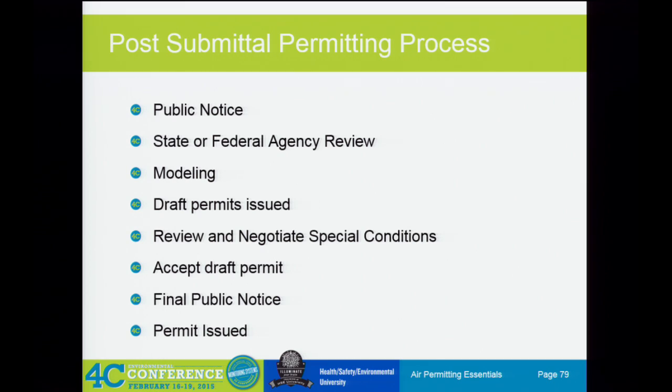Draft permits will then be issued once the state reviews it. They've approved all of your calculations, they've approved all of your control technologies, they approved your modeling. They'll issue your draft permit, which at that point you'll have the ability to review and negotiate your special conditions. And then once you've reviewed the special conditions and determined that everything looks okay in your permit, you can then accept the draft permit, and that's when you'll undergo a final public notice, and your permit will then get issued.